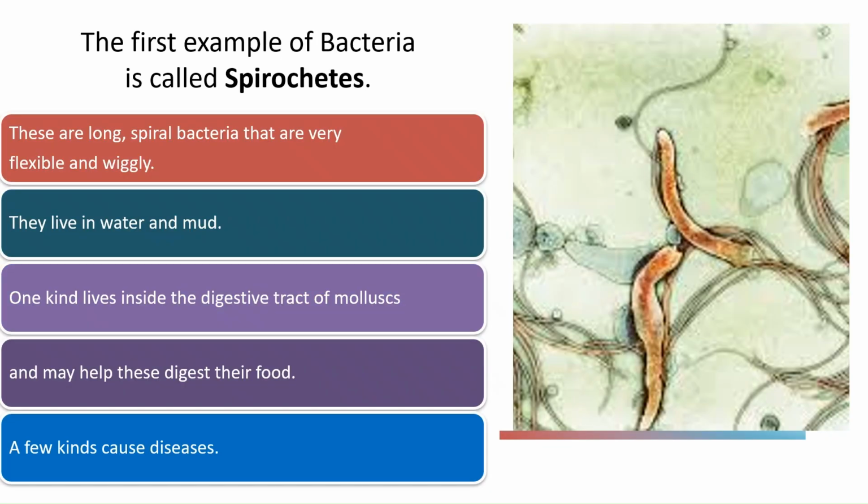The first example of bacteria is called spirochetes. These are long spiral bacteria that are very flexible and wiggly. They live in water and mud. One kind lives inside the digestive tract of mollusks and may help these digest their food. A few kinds cause diseases.